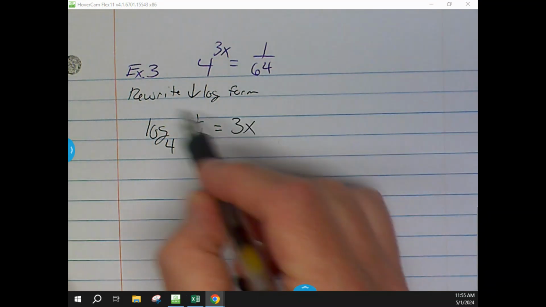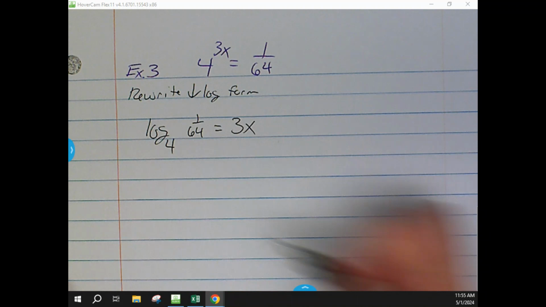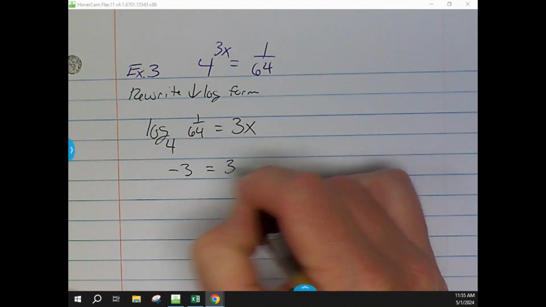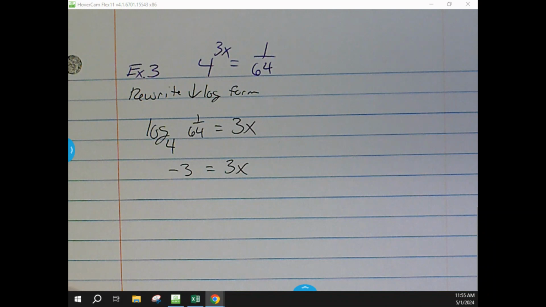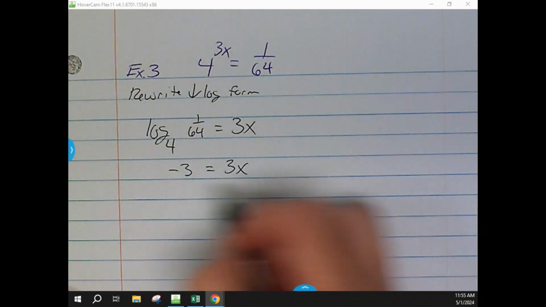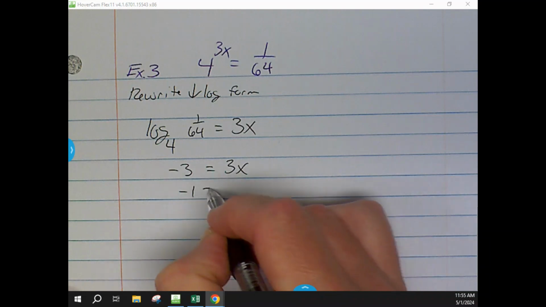Okay, so what did y'all get for that one? Everybody got -3? Okay. And again, that number is -3. That's got to equal 3x. So then we divide both sides by 3. So then we get x equals -1.